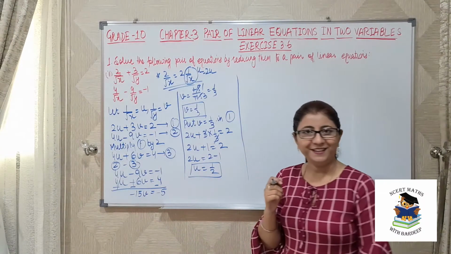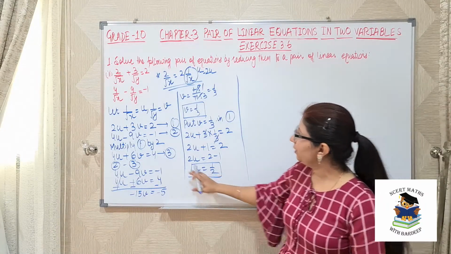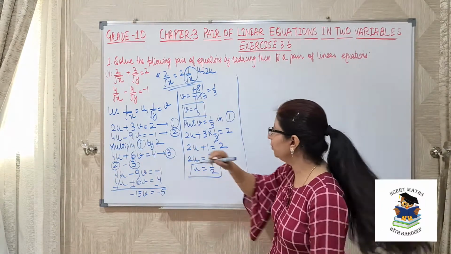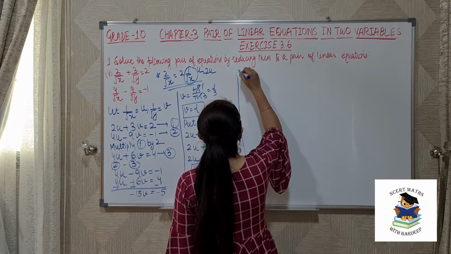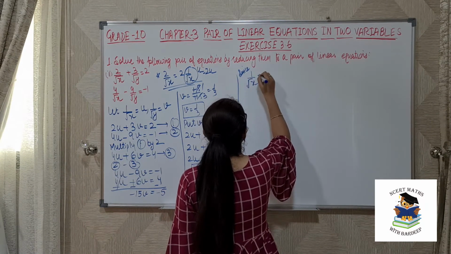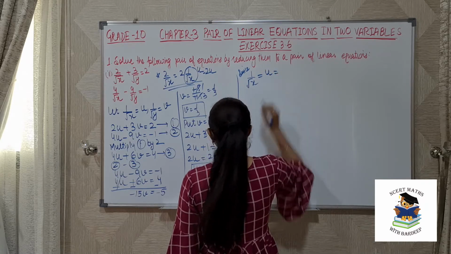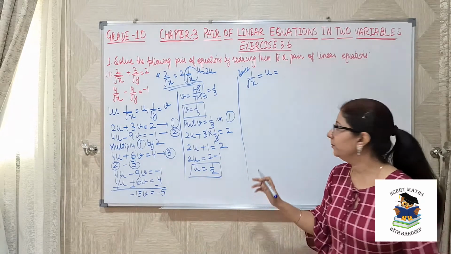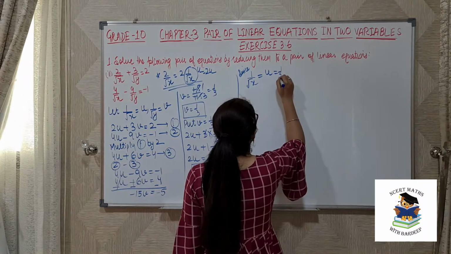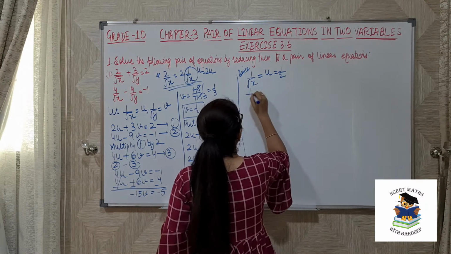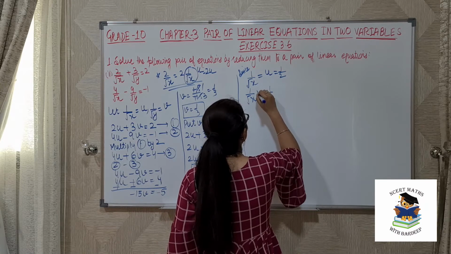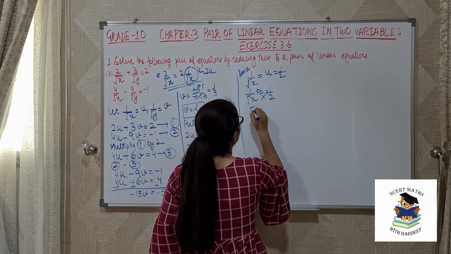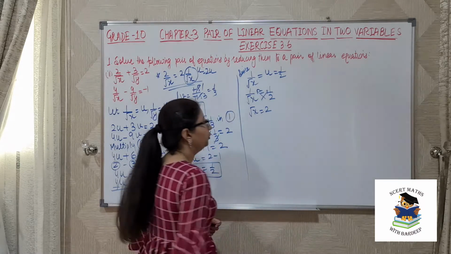Now let's find x and y. So what is u? This is 1 by root x. So 1 by root x is equal to what? u. And u is 1 by 2. Okay. So 1 over root x equals 1 over 2. Cross multiply them and you will get root x equals 2.